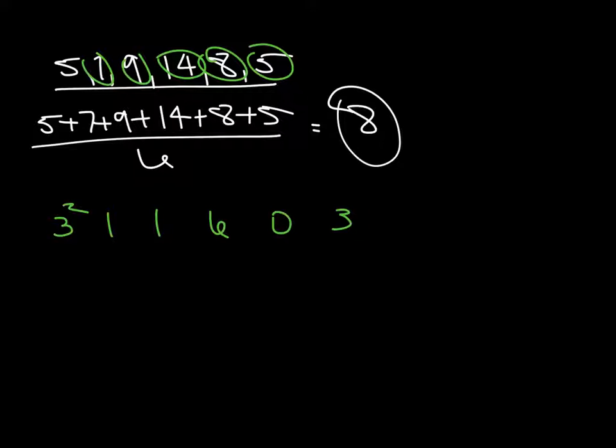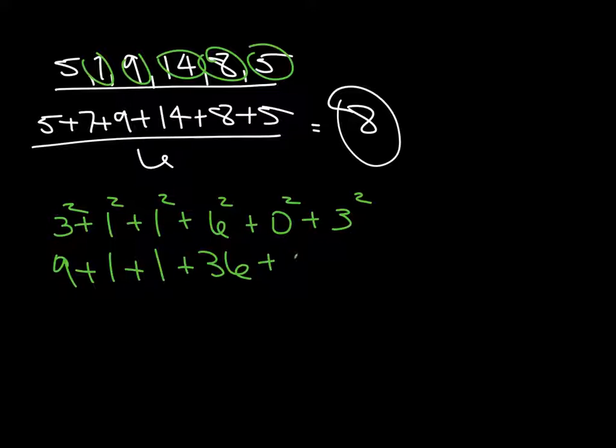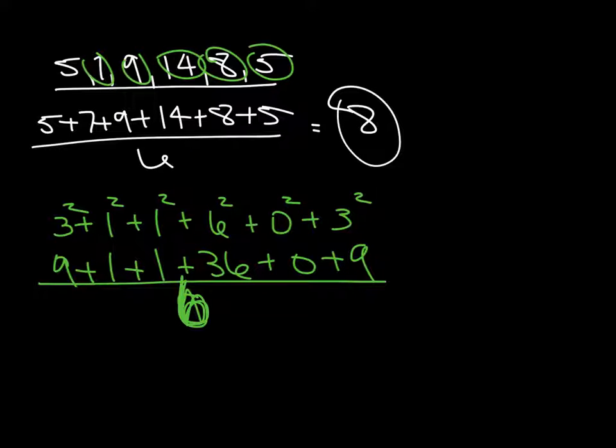The next thing we do is square each one of these, so we put a squared sign up there and a plus sign, because we add the squares. So we have 9 plus 1 plus 1 plus 36 plus 0 plus 9. Then we add all those up and divide by 6, which is the number of answers we have here: 3, 4, 5, 6. Whoops, why did I put a 9 there? I have no idea. That should be a 6. So 9 plus 1 is 10, 11, 47, 56.